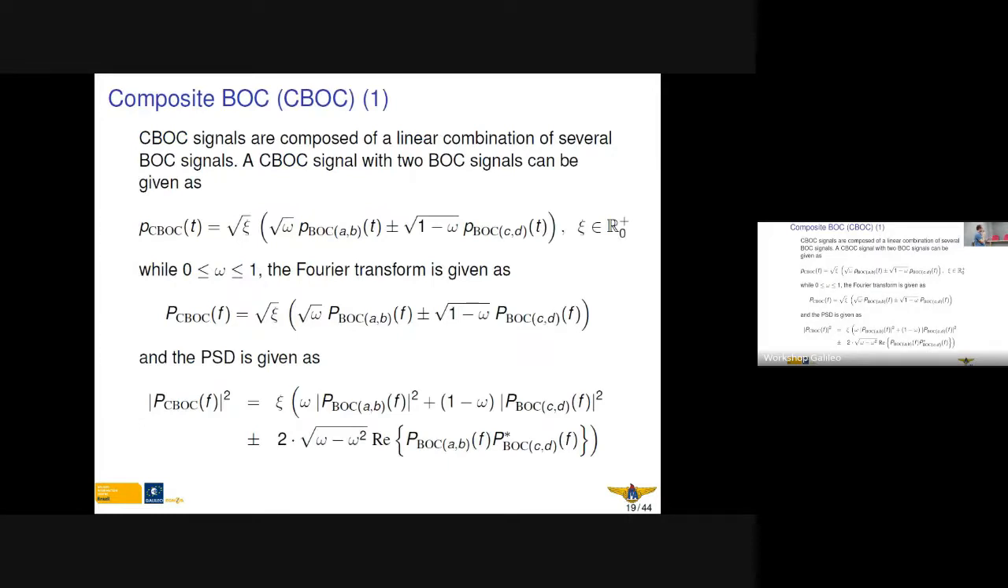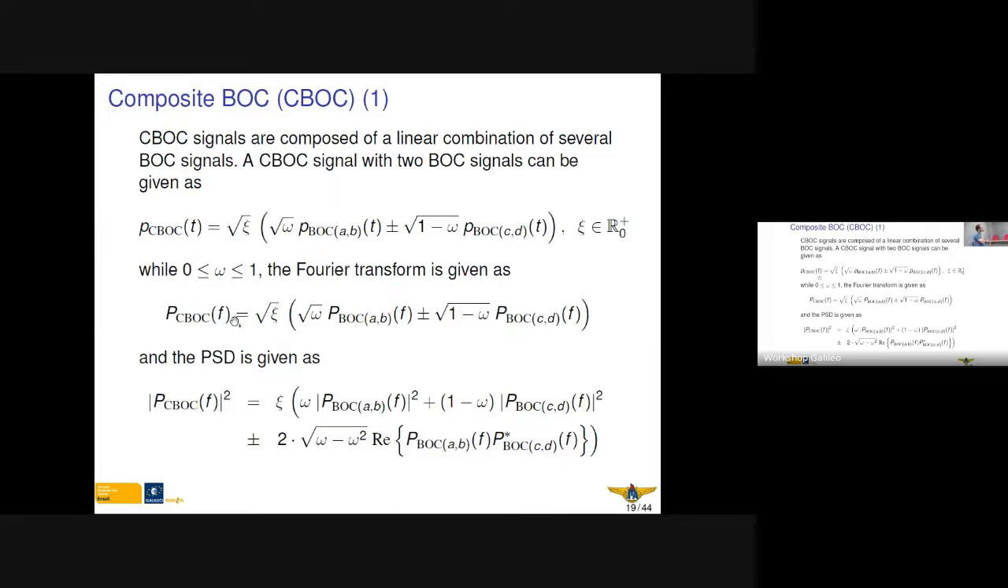Composite BOC, here I give an example for two signals. A composite BOC is a signal that is composed of a linear combination of several BOC signals. And I give here an example for two BOC signals with a weighting coefficient. So we have the weighting of W from 0 to 1. This Xi here is a normalization coefficient that will normalize the power to 1 again in our case, because I'm discussing here always chip shapes that are normalized to 1. So it fits to our general signal model.